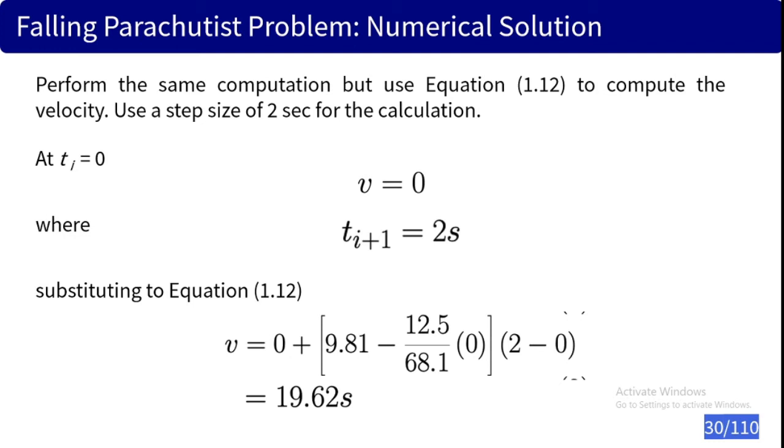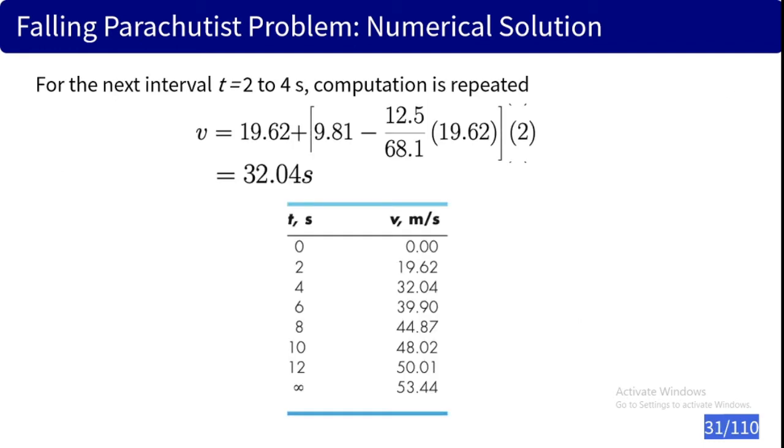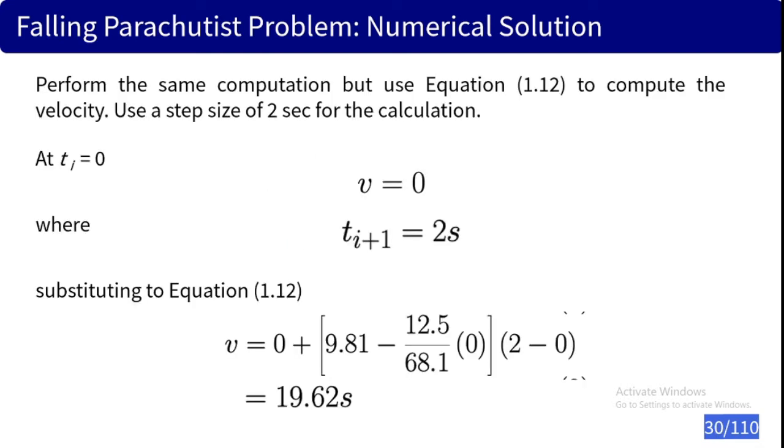Okay? So before we proceed with our computation, while you are viewing this lecture, especially this part, please solve along. Get a calculator and a piece of paper so you can solve along, no problem. Okay. So for the first interval, from 0 to 2 seconds, the velocity is 9.62.